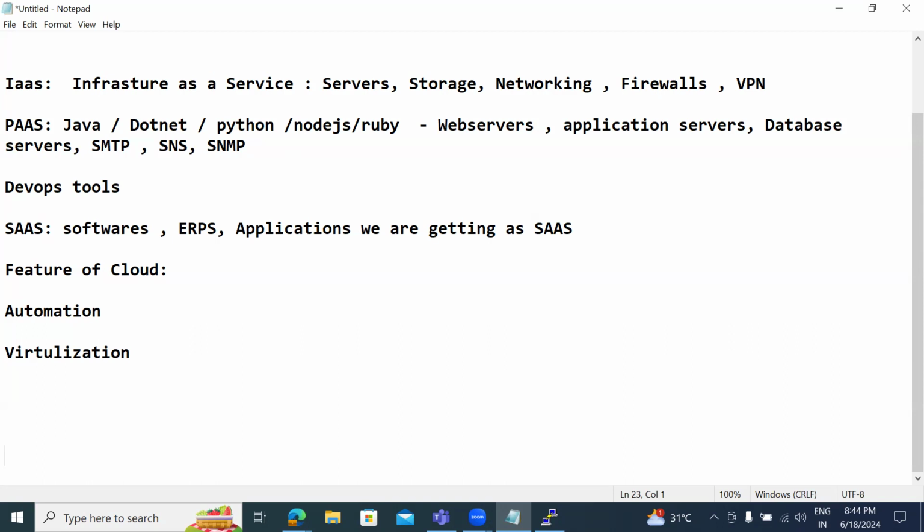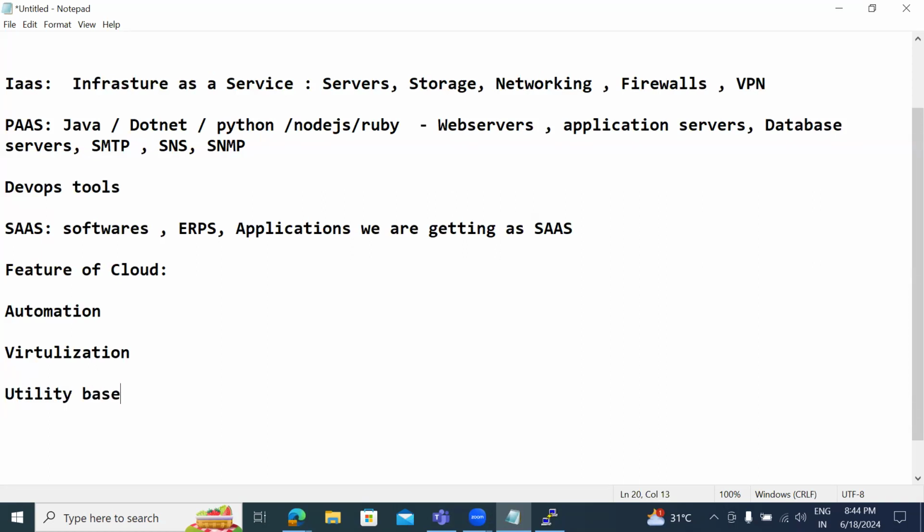Humans can work 24/7, but I need three people to maintain it because each will work for only 8 hours. That means if I want 24 hours, I need to maintain 3 resources, which means 3 times more manpower is required. But if I go for the cloud, everything is automated, and the second one, virtualization, is done. The third advantage we are going to get is utility-based computing.